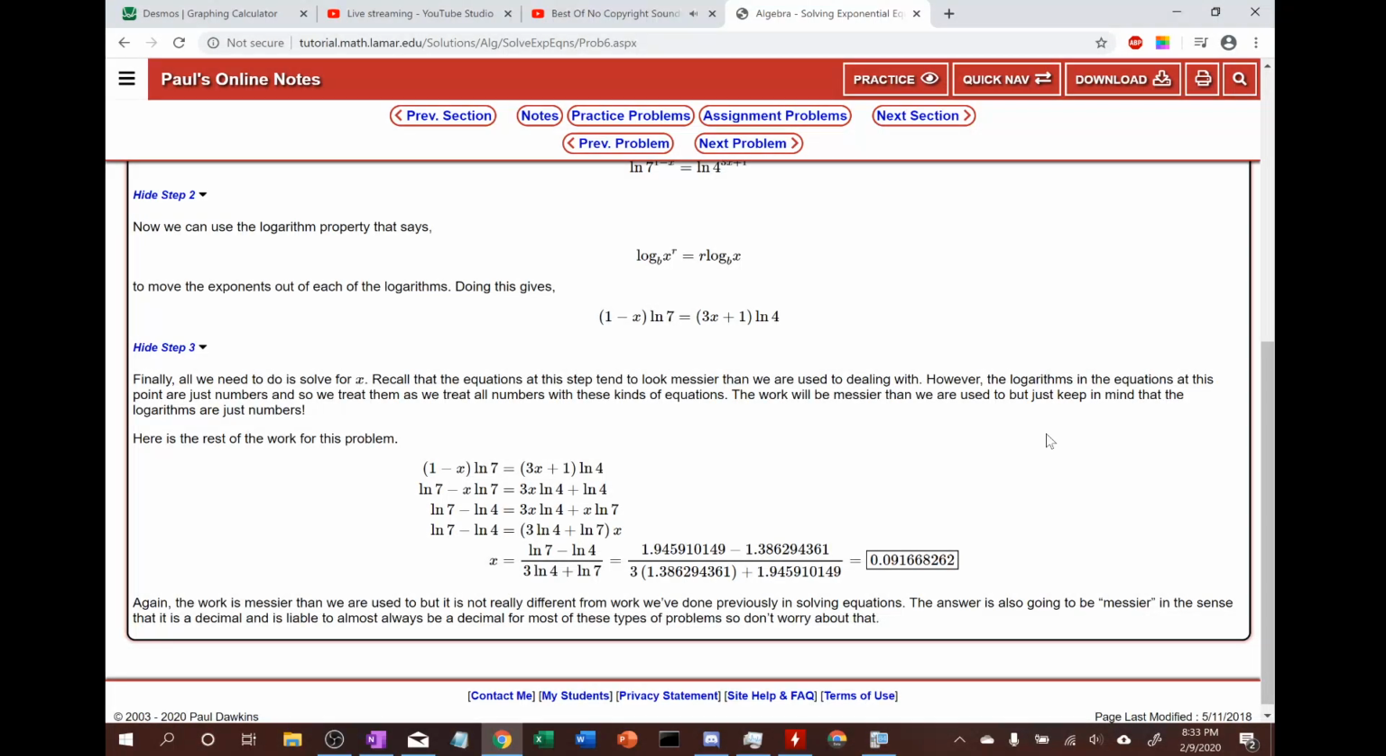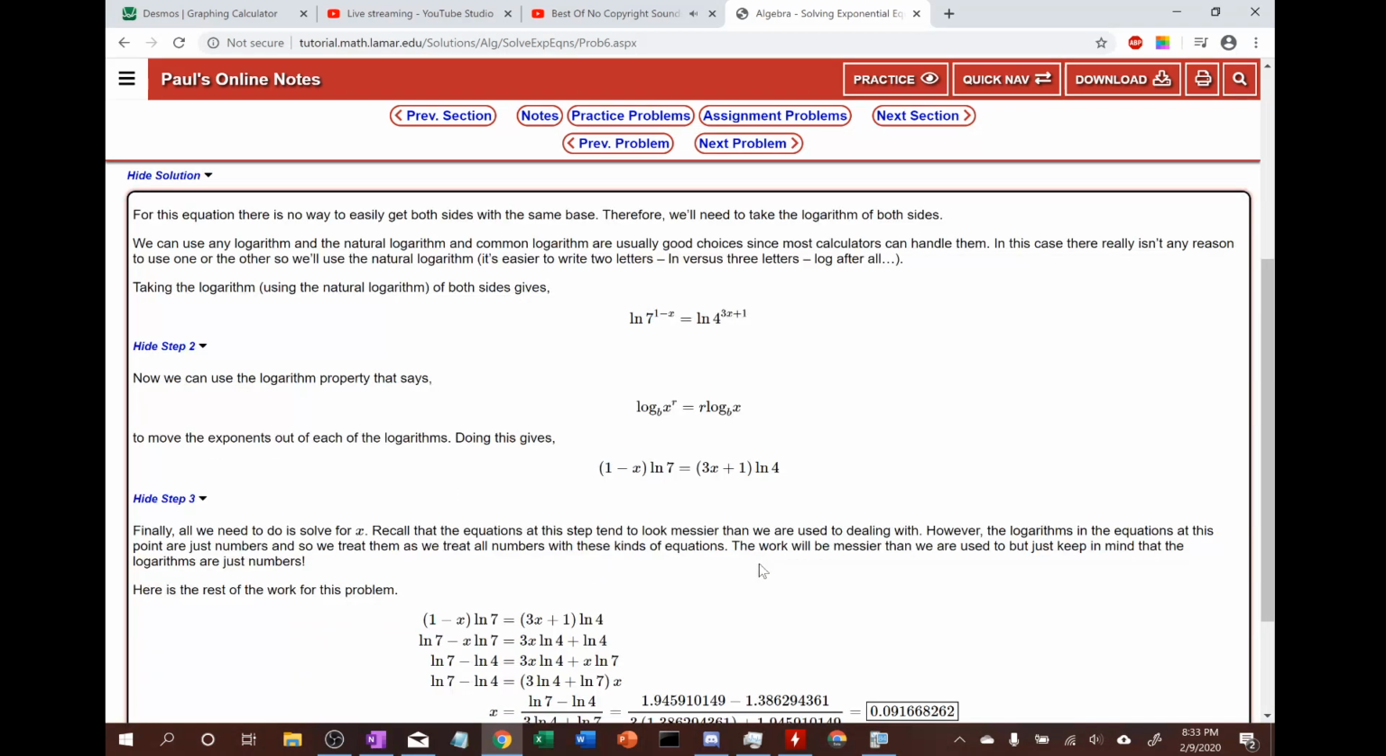Okay, so ln of 7 minus x ln of 7. Oh, it's like we distribute multiply. And then ln 7 minus ln 4, ln 7 minus ln 4. Pull the x out. So then this is just what it is. That's cool.